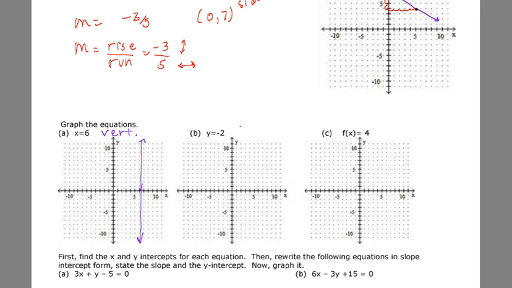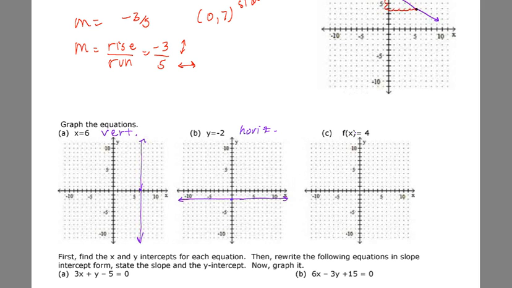Do we recognize anything about y equal -2? Well, if it's y equal to a constant, it's a horizontal line. So I'll draw a horizontal line, but where? Well, I'll find where on the y-axis we have a -2, which is here, and I'll draw my horizontal line. Okay, and we've graphed that equation. So x equal to a number is vertical, y equal to a number is horizontal.